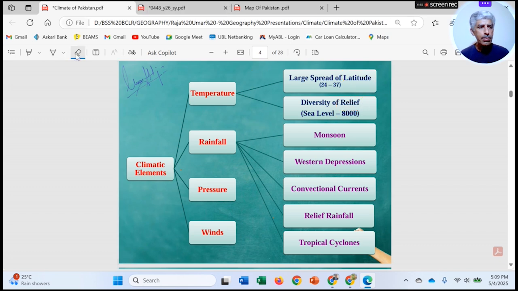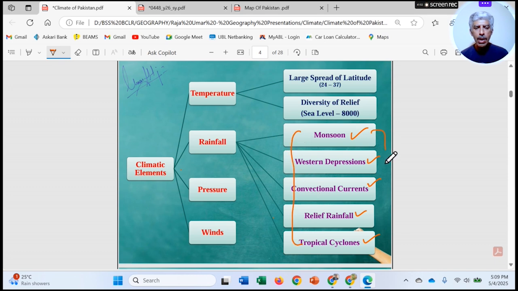Then rainfall. We have 5 systems, as already discussed while explaining the intro or the syllabus: monsoon rainfall, western depressions, convectional currents, relief rainfall, and tropical cyclones. We will discuss them one by one in the coming lectures.